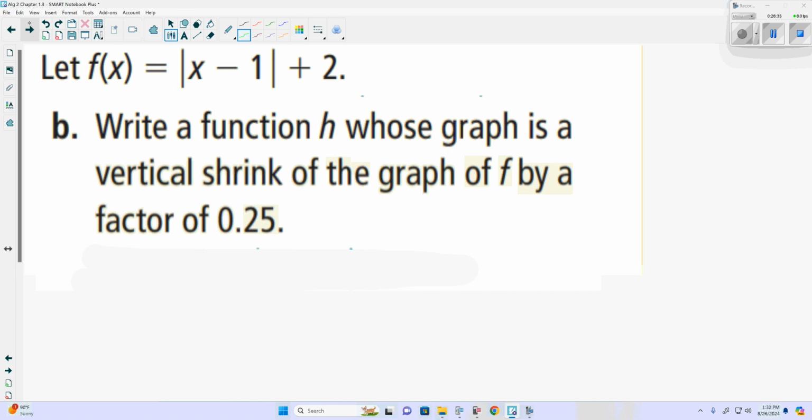f of x equals the absolute value of x minus 1 plus 2. We want to write a function h whose graph is a vertical shrink of the graph of f by a factor of 0.25. Now the general form for vertical stretch or shrink, h of x, is equal to a times f of x. Well, our value for a is going to be what?